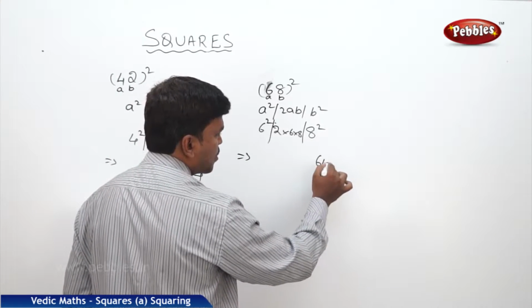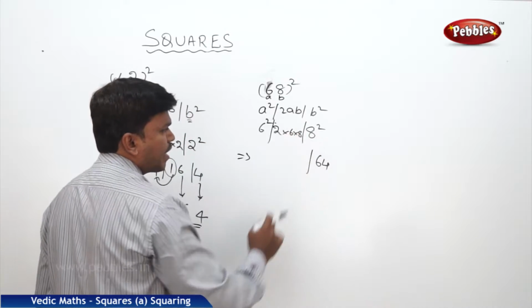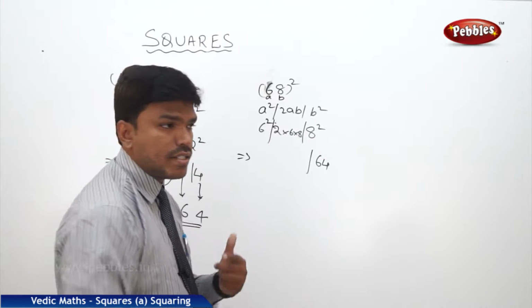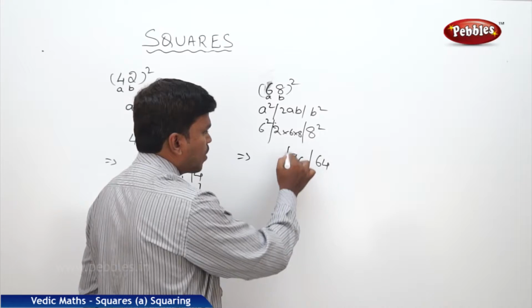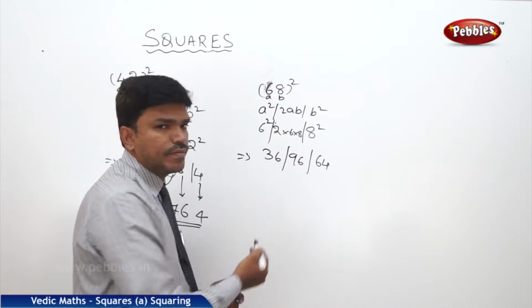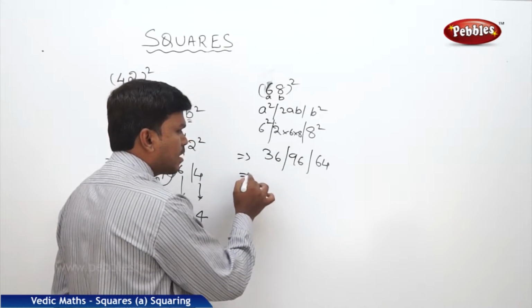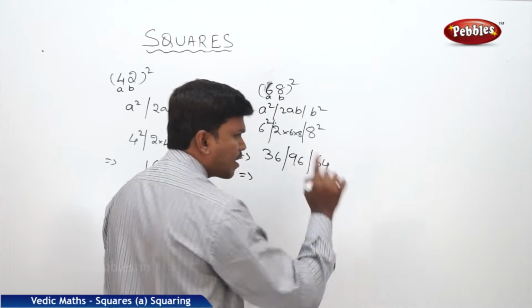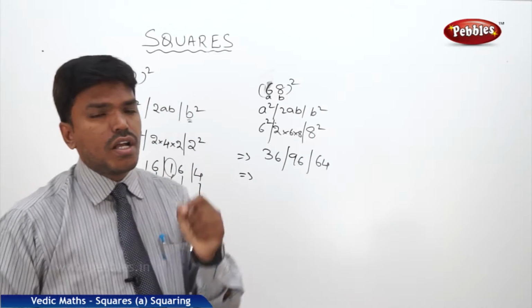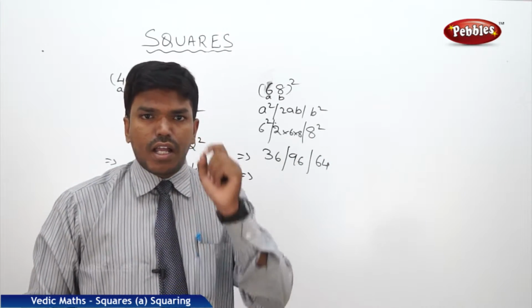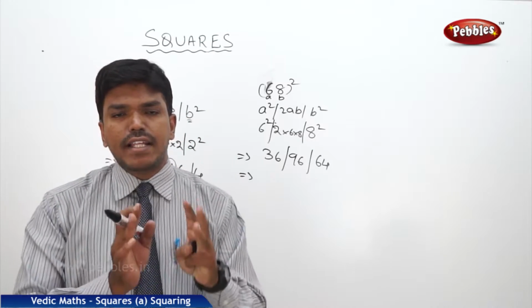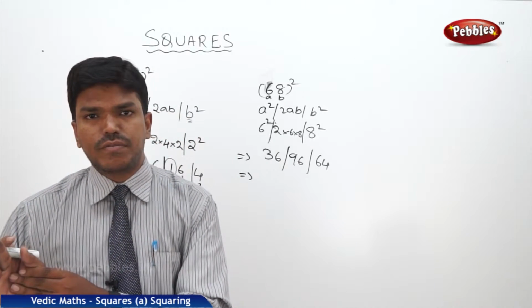What is 8 square? 64. 2 into 6 into 8. 2 sixes are 12, 12 eights are 96. Now what is 6 square? 36. Start balancing from the right side. So drop every time. Balancing is nothing but what? Dropping the ones place digit every time and carrying the remaining to the next number.